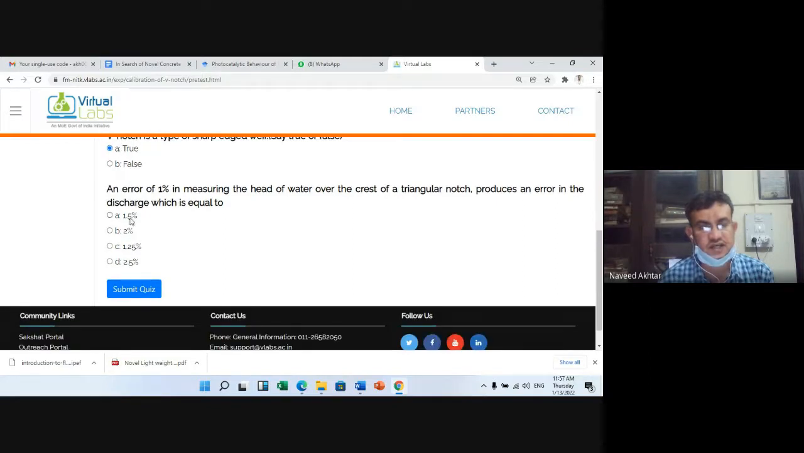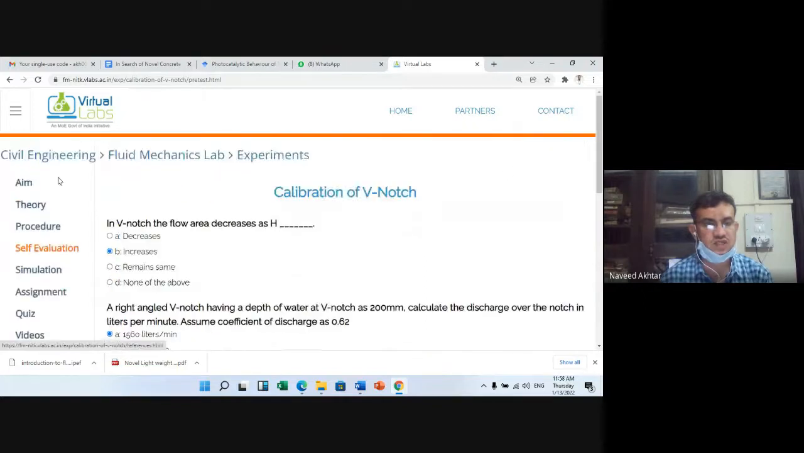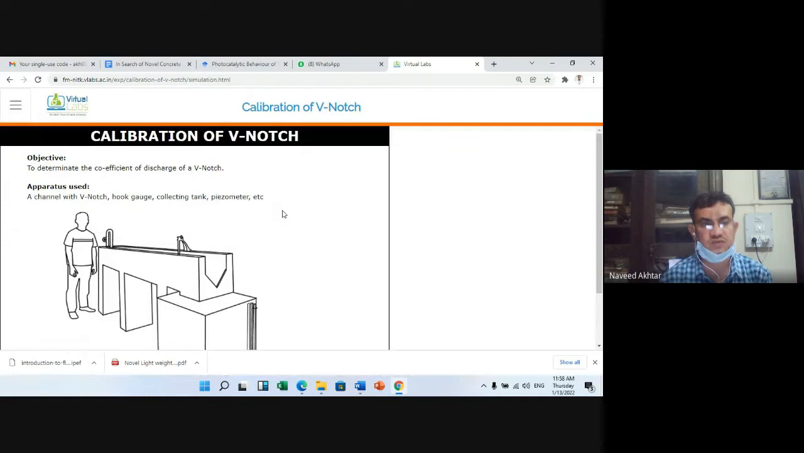And the error of one person measuring the head of water in the case of a triangular notch in the discharge, which is 5/2 divided, is nothing but 2.5. So it is 2.5%. It is okay. Now we will go for the simulation process, how to perform the experiment.